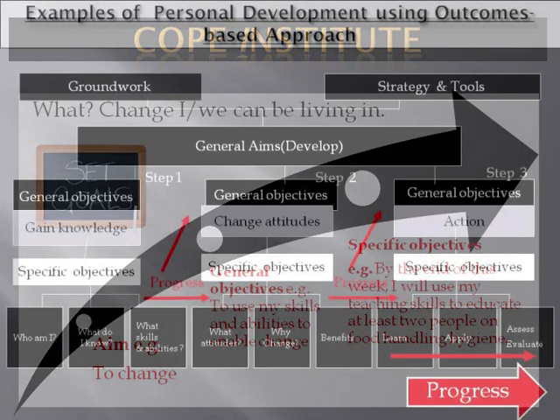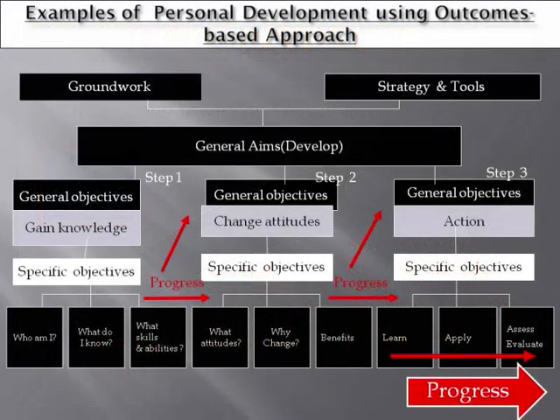In this episode, we will be looking at an example of how we can go through personal development using an outcome-based approach. At the beginning, we may start with the framework that we have, and we may incorporate the tools and the strategies that we have. Then we may move again to have the general aims, like in development or the aim of development.